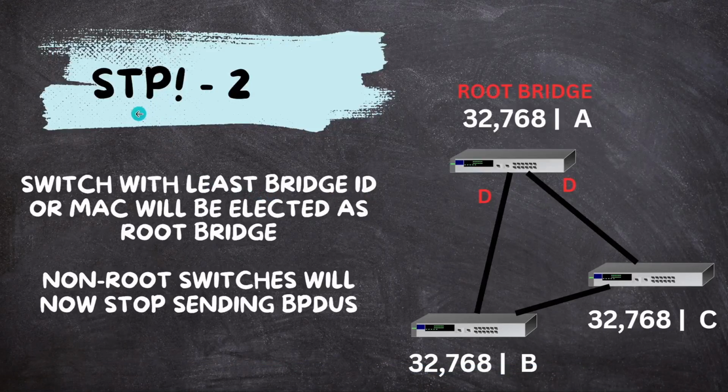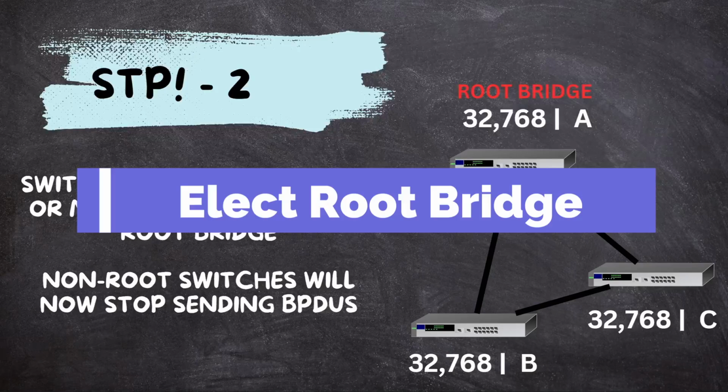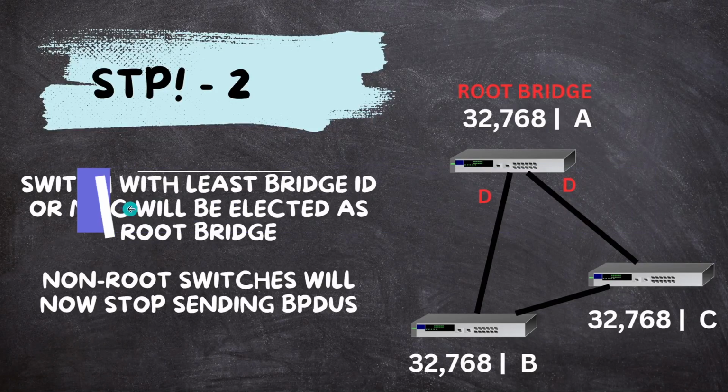And now in step 2 of STP, the switch with the least bridge ID, or you can say the MAC, will be elected as root bridge. And non-root switches will now stop sending BPDUs. So this is step 2.